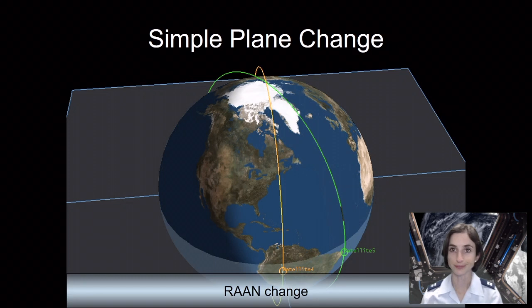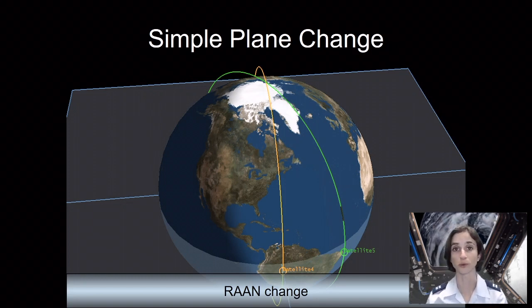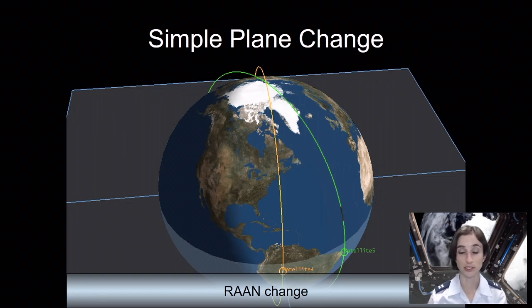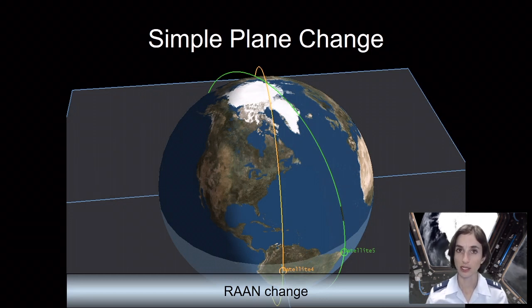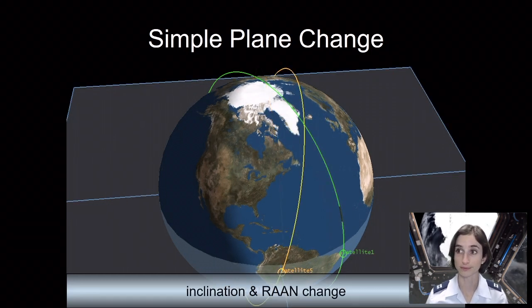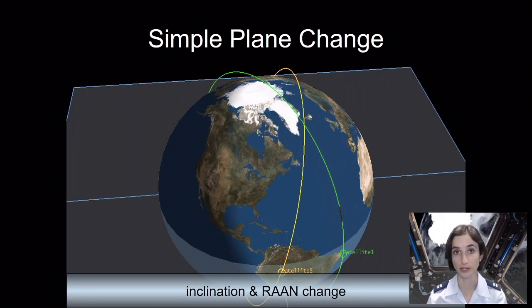If your satellite is in a polar orbit, you can also do a simple plane change in order to change the right ascension ascending node. Just like with the inclination change, you can conduct a simple plane change in the location where the two orbits cross, in this case, over the poles. If your satellite is not in a polar orbit, and you do a simple plane change like this, you can change both the inclination and the right ascension ascending node.